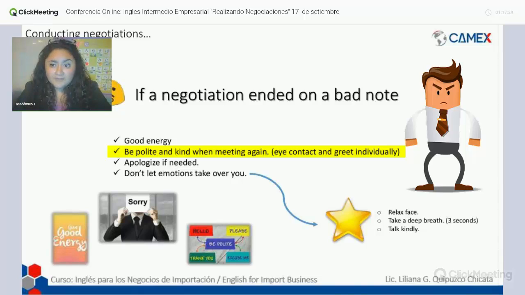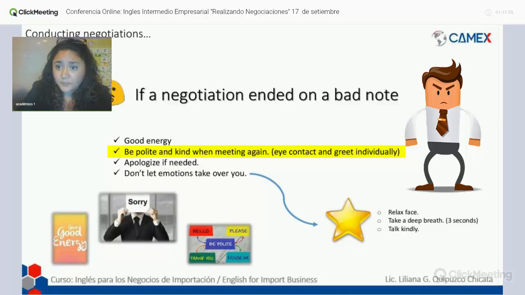If you go with a bad attitude, like you are a gangster or something like that, the other person is going to match it with their emotions, their way of talking to you, and their attitude. They are going to be aggressive to you. So in this case, enter the room with a good energy, a nice energy, a relaxed energy, and be polite when you meet again.